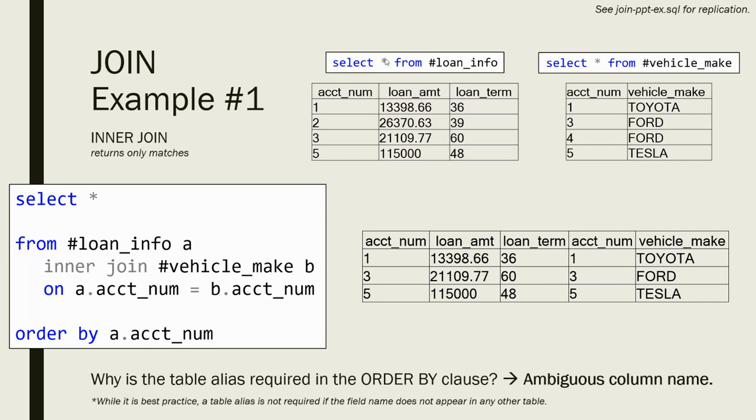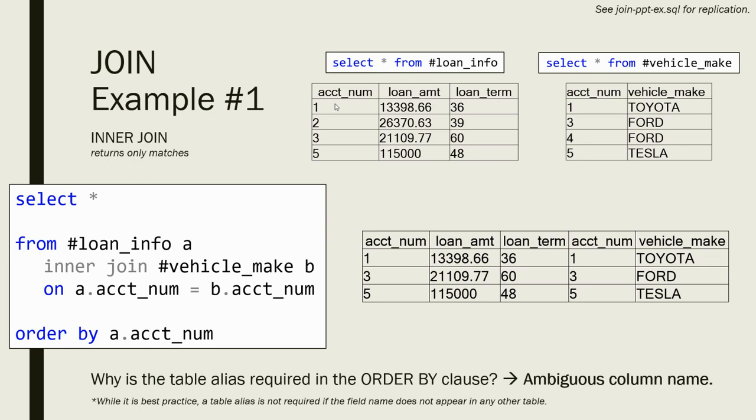We see that we're selecting all fields, all records from this local temporary table loan_info, and there are four records. There are also four records in this table, vehicle_make. Notice that we're using an account number field with very small numbers. Usually account numbers are 9, 10 plus digits, but we have 1, 2, 3, and 5 as account numbers in this table, which will be our left table throughout these examples. In our right table, the vehicle make table, we have values of 1, 3, 4, and 5.